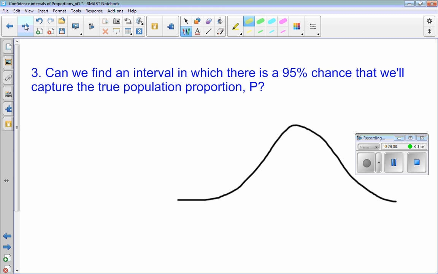95% is what we call our confidence level. And that 95% is going to come from a normal distribution, because we can go through and check our conditions and know that a normal would apply here. So, if we are 95% confident, we don't know what this is, but we can go 2 standard deviations above and 2 standard deviations below.